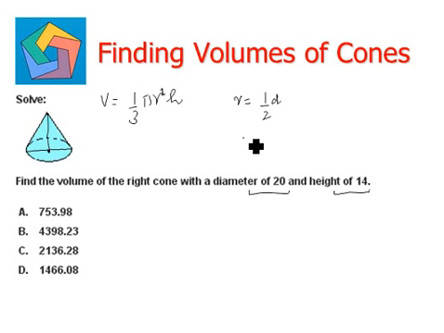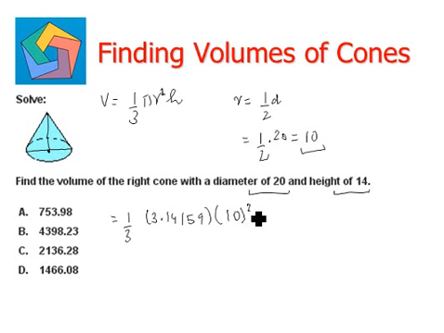In this case the diameter is 20. Half of 20 is 10. So we'll be using 10 in the formula because 10 is the radius. So we get 1/3 pi, which is 3.14159, radius 10 squared times 14. So this turns out to be 1/3 times 3.14159 times 100 times 14.